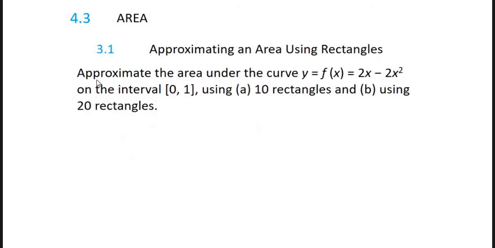Okay, look at this one. It says approximating an area using rectangles. Approximate the area under the curve of the function here. You look at some sort of parabola. It's concave down because the x squared term, minus 2x squared, is negative. On the interval 0 to 1 using 10 rectangles and then using 20 rectangles. So let's see what they did.